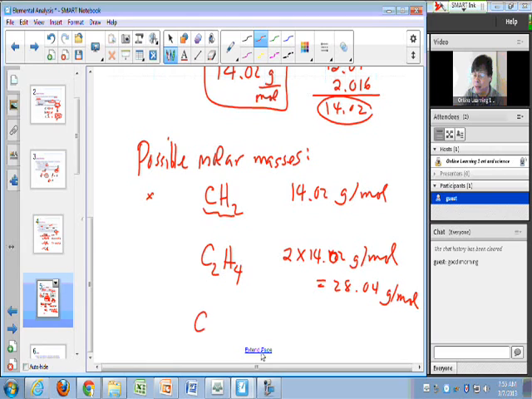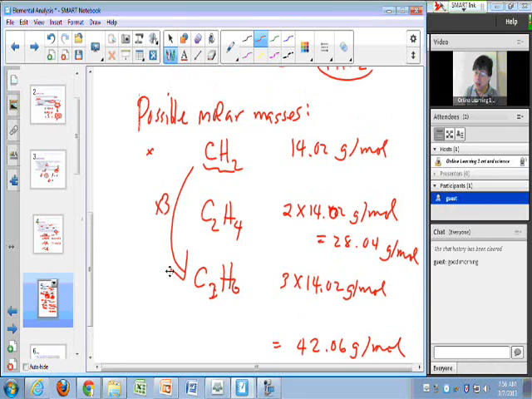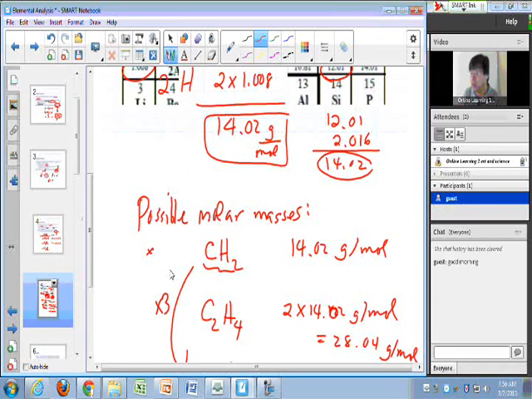If the formula is C3H6, then that's 3 times more than CH2. So the actual molar mass will be 3 times 14.02 grams per mole. And what's 3 times 14? That's 42.06 grams per mole. Okay, so that's how the actual molar mass of your compound relates to its empirical mass.